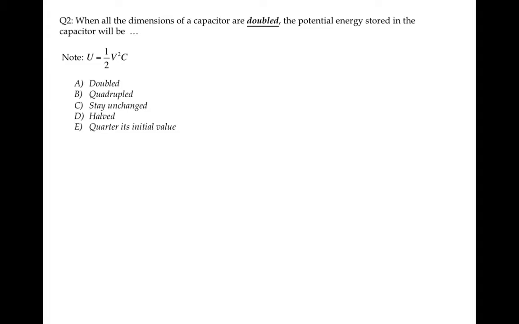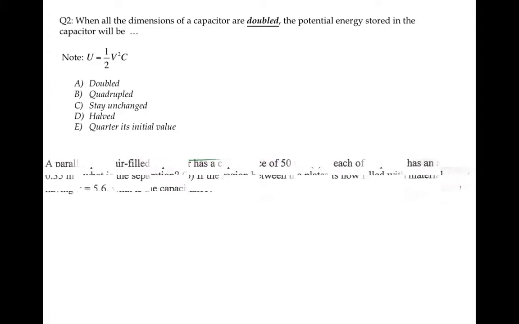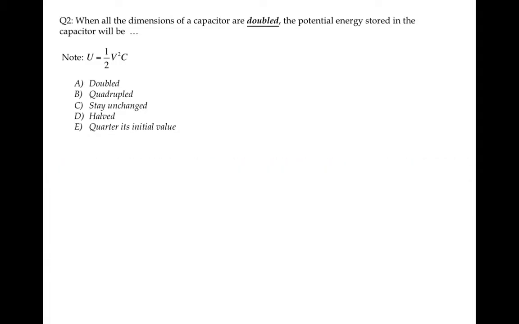Another example, which is taken from the last quiz, asks what happens to the potential energy when you double the dimensions of the capacitor. That means you double both the area A and the separation D. Now, if we look at the definition, C is defined as epsilon A divided by D. If you double A, this becomes 2A, and if you double D, it becomes 2D. So the 2's cancel and nothing happens. The answer here stays unchanged.